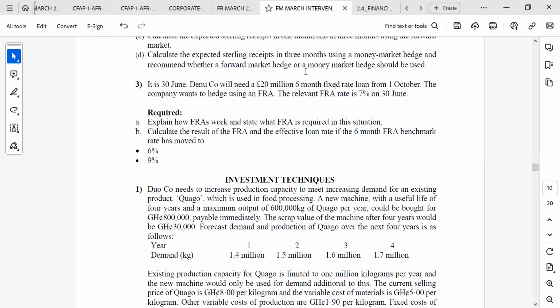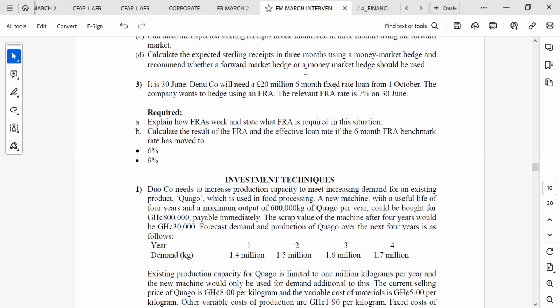How does it work? Okay, so let me see if I can get it right. My understanding is that you agree the rate today on how much you pay at a future date. Okay. That's my understanding. So what if in the future the rate has increased? So right now the rate that we are agreeing on is what?